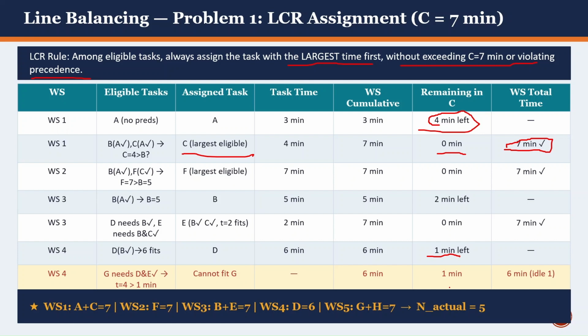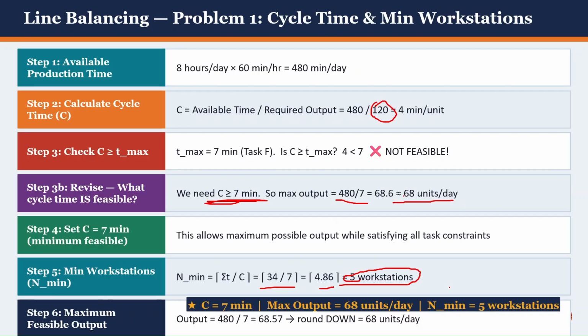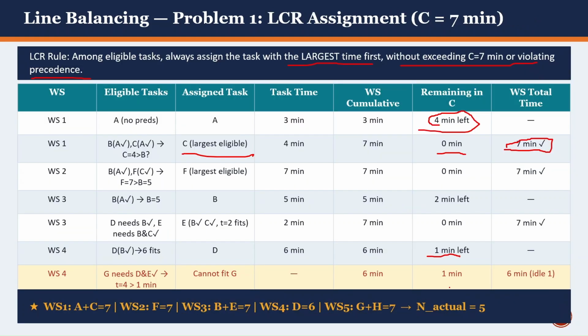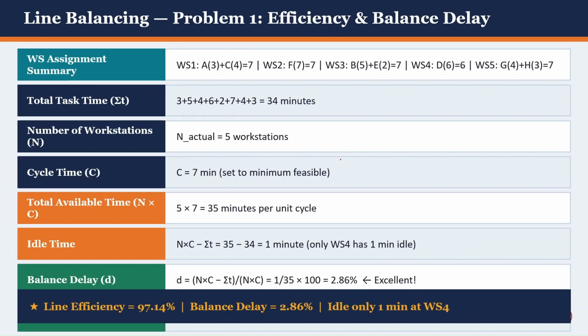So we have to find out the actual time, and you have to follow these steps. These are all 6 steps to be followed, and then we find out the LCR rule, through which we will be assigning the tasks. So what is the assignment that is being done? WS1, we will be doing A and C. Workstation 2 only F. Workstation 3 B plus E. Workstation 4 D. Workstation 5 G plus H, according to the largest time first or the largest candidate rule. This is how the assignment is done.